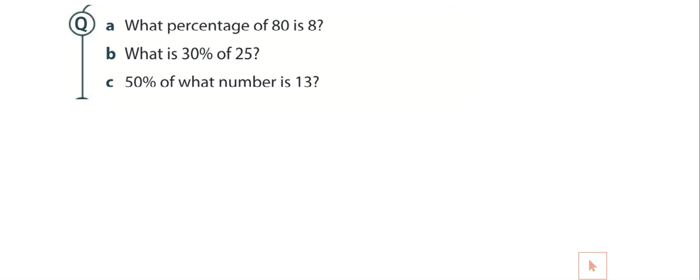So, 8 by 80. What does that mean? I'm putting in a fraction. So we know to express 8 as a percentage of 80, we would write it as 8 out of 80. So that's as a fraction, though, it's not as a percentage yet. What do we have to do now?